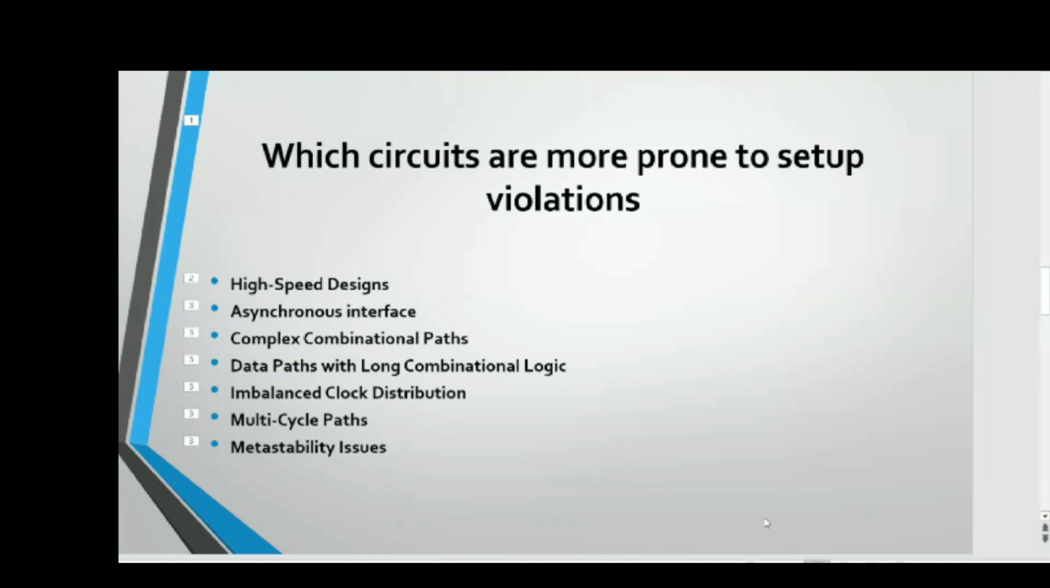Similarly, we also require that the data should remain stable after the application of the clock. Means after the clock arrives, for a certain amount of time after that also, the data must remain stable. After that, it can change. So violating this is called the hold time violation.